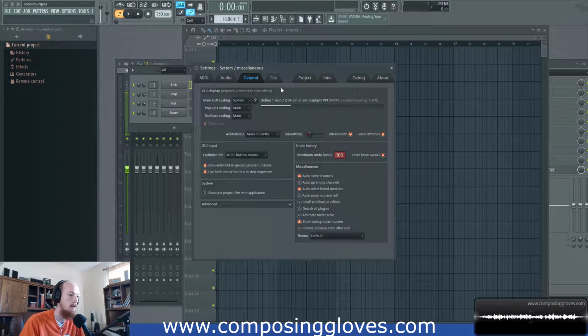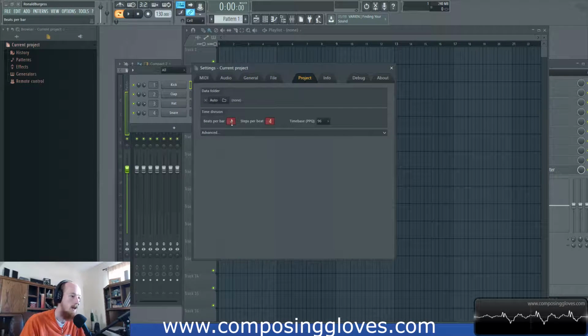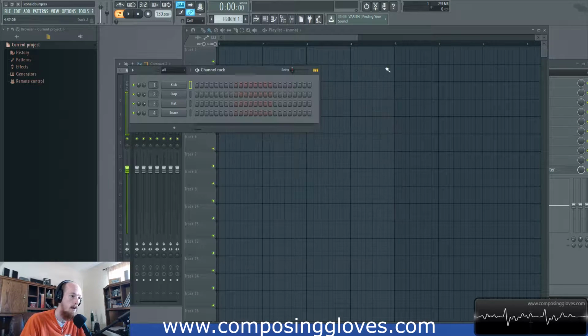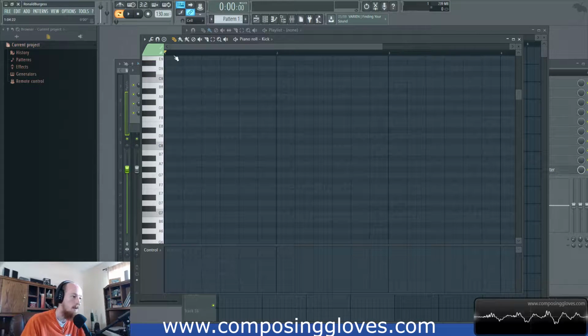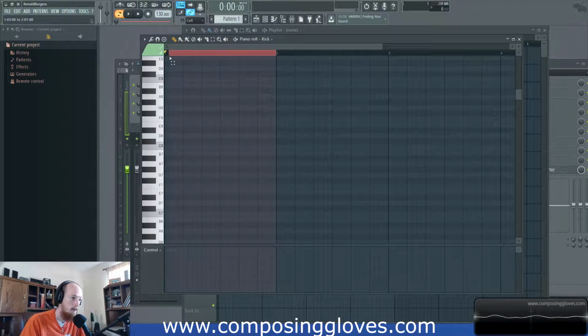So let's quickly go to our project settings and change it to a compound meter. We're going to change it to 6/8. This is the most common compound meter. It's just everywhere. If there's a compound meter, this is usually the one. In this meter, we have the option of having six eighth notes in one measure. So we can break it up so that we have 6 beats in one measure. This means we have two ways to look at it.